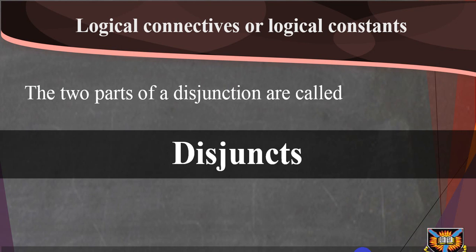P column: true, true, false, false. V, which is the symbol for "or": true, true, true, false. J column: true, false, true, false. From the above table, a disjunction is true when at least one of the disjuncts is true. A disjunction is only false when both disjuncts are false.